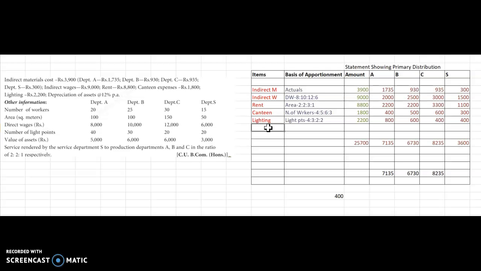Lastly, you have depreciation at 12%. It's given to us as depreciation at 12%. You have all done depreciation in your elementary accounting. That's basically on the value of assets. So there's no apportionment required over here. All you need to do is multiply the value of the assets into the depreciation that is given. So 5,000 into 12%.